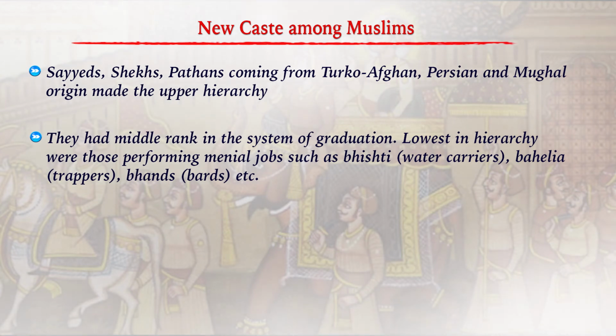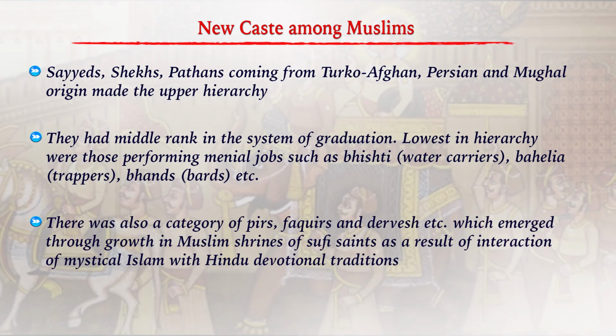There were certain castes which were performing various other jobs like Bhishti, water carrier, Bahelia, trappers, etc. Then we had another category of Peer, Fakir and Darwish which emerged during the growth of Muslim shrines and the synthesis of Sufi traditions. This tradition emerged because of the interaction between the Islamic and Hindu traditions at the grassroots level, and it also influenced a large number of Hindu population.